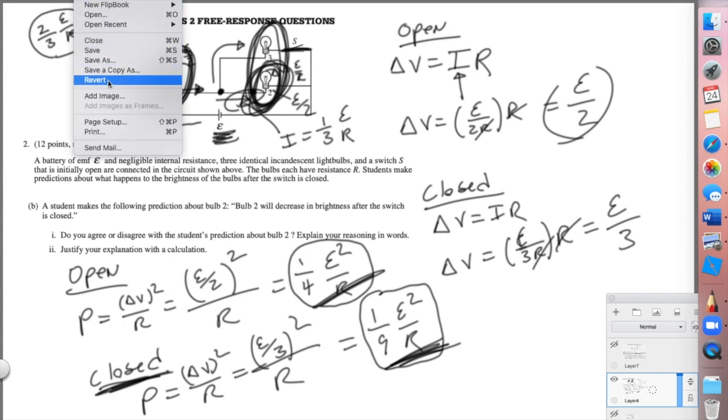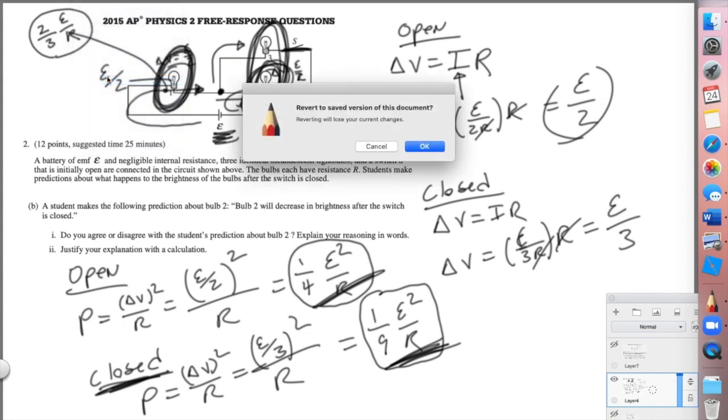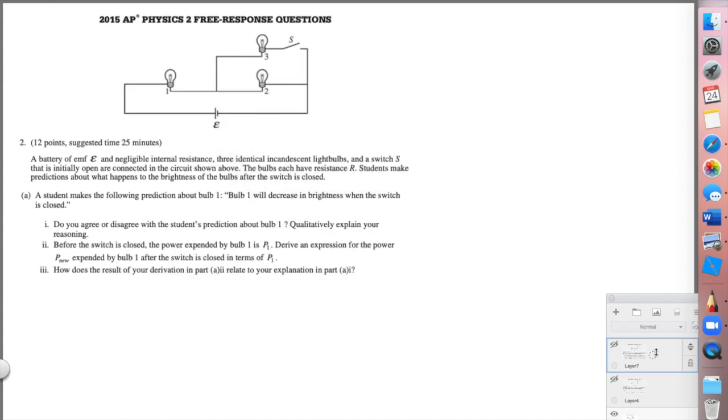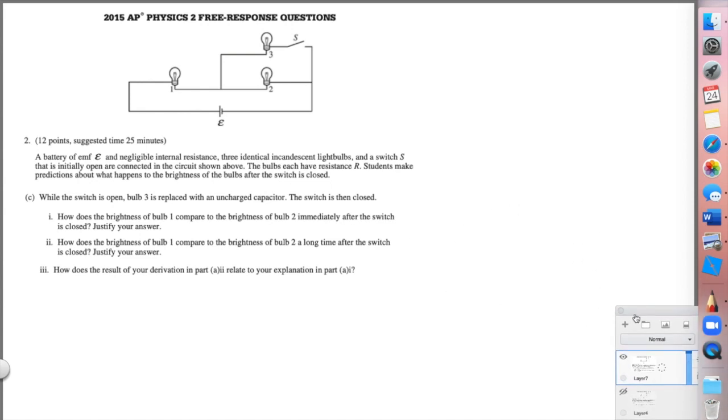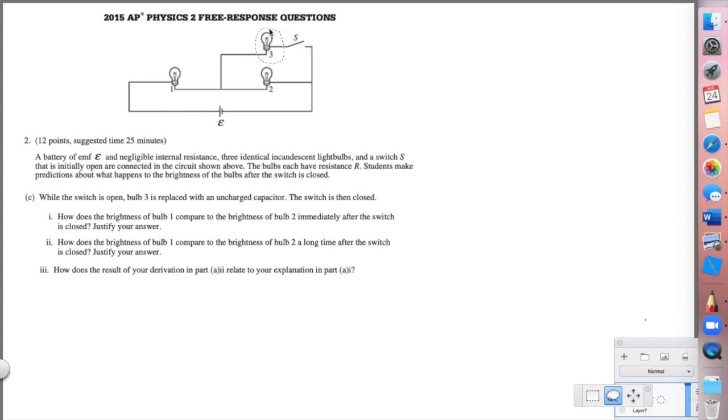Okay, last part. So here's part C. Now, the switch is open, and bulb 3 is replaced with a capacitor. So let's get bulb 3 out of here.